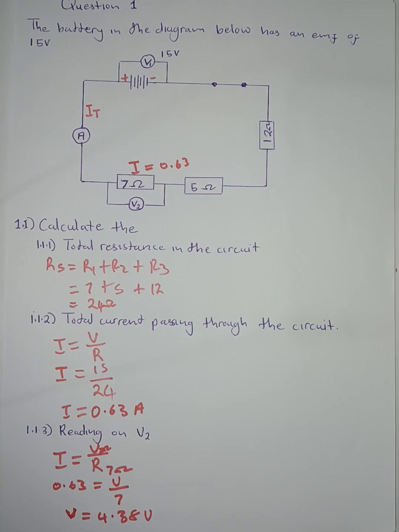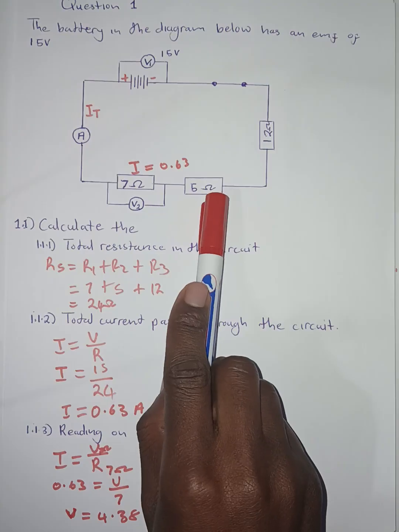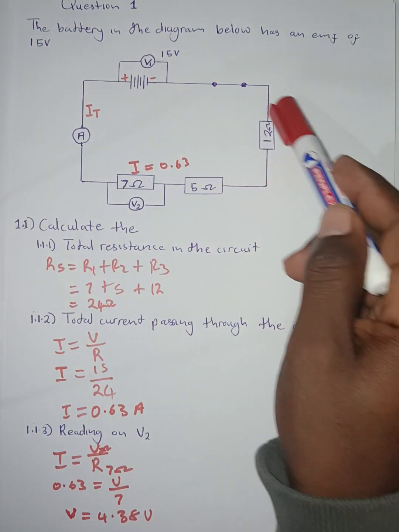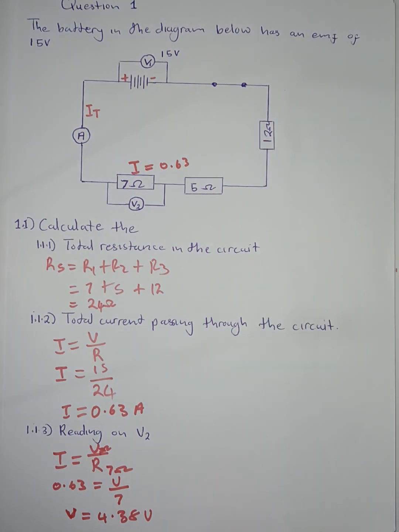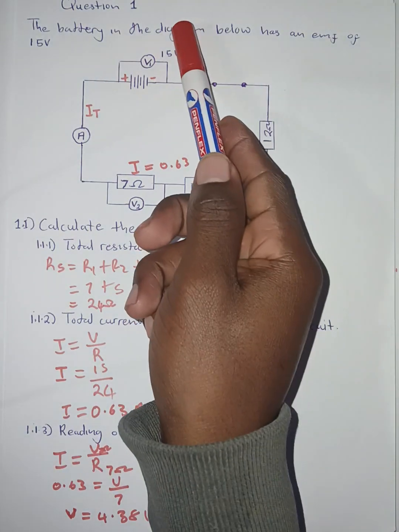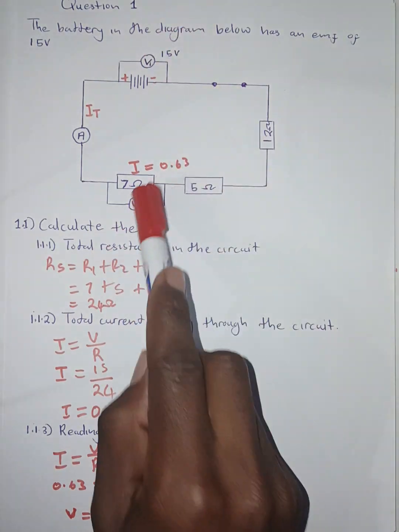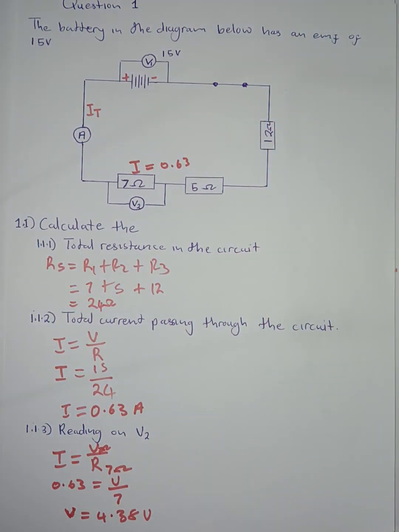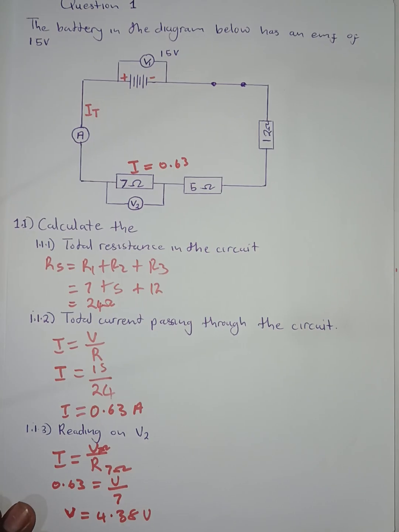But what you need to note is that, remember, we found that to be 0.38, right? So if you calculate the voltage across that 5 ohm resistor, using the same law, and you calculate the voltage across that 12 ohm resistor, and add all of those voltages, you will find out that they would actually be equal to 15. Now, that would make sense, because that 15 volts would be distributed to that 7 ohm, it would also be distributed to that, and it would be distributed to that 12 ohm, and that's where it would end. So that's it for question 1.